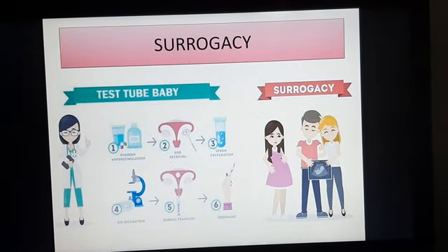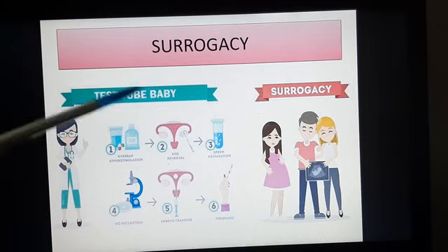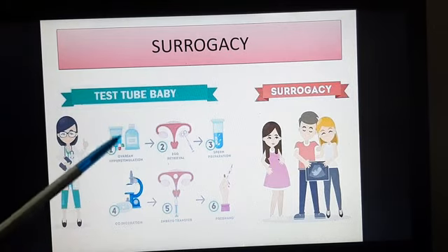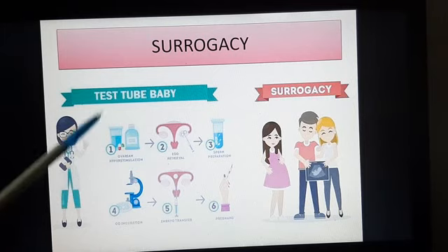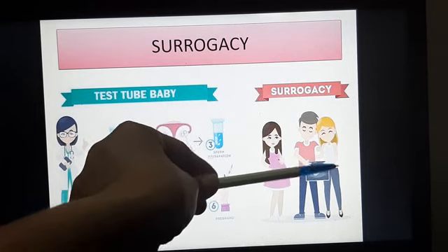The second technology is surrogacy. Surrogacy basically uses the IVF technique itself. The same IVF technique is used, but the only thing is, when the fertilized egg has to be implanted, it is not implanted in the mother from whom we got the egg.